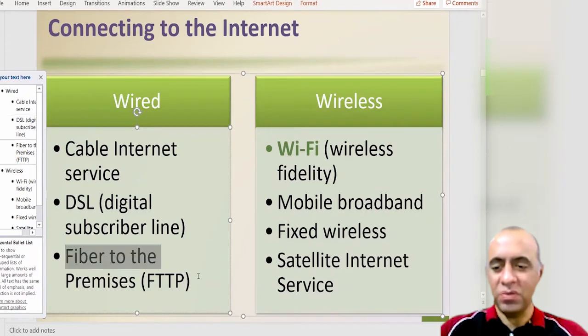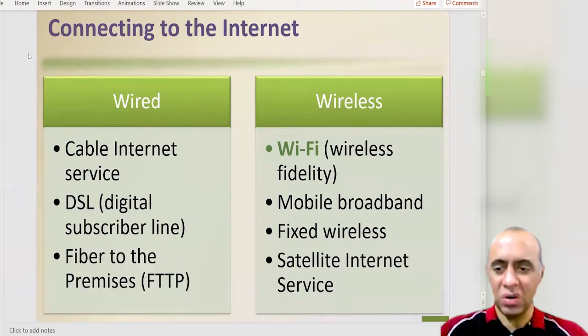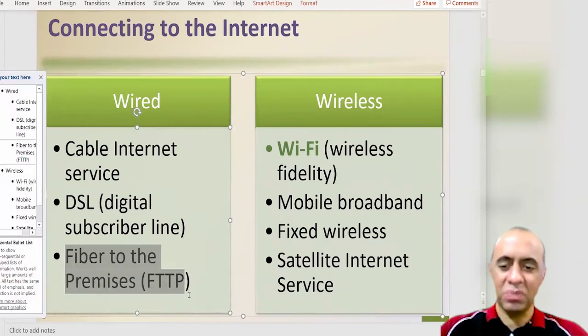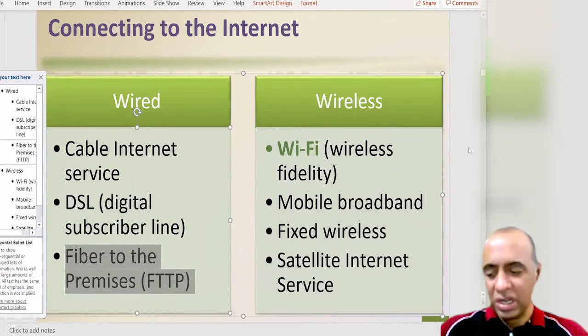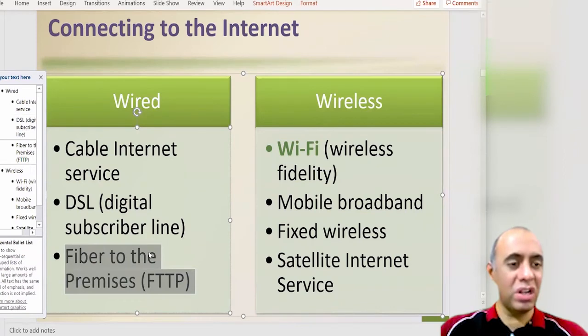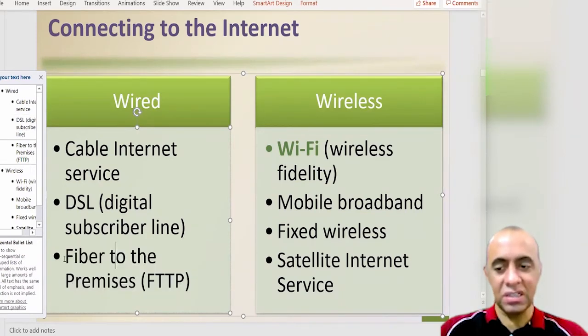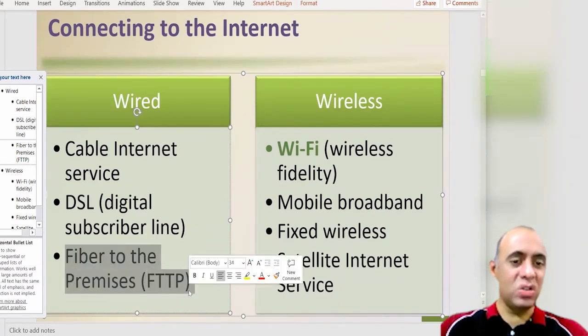And then you have fiber to the premises. This is becoming more common now, and you can have a fiber optic cable directly inside your house, and there's a modem. These are not electric signals. These are optical signals, signals based on light. So there is a light source that sends signals to you.